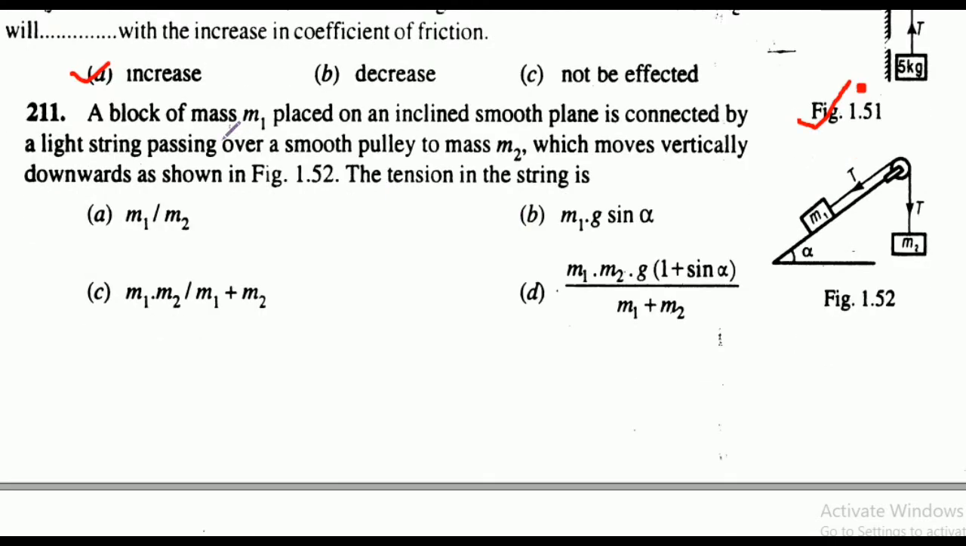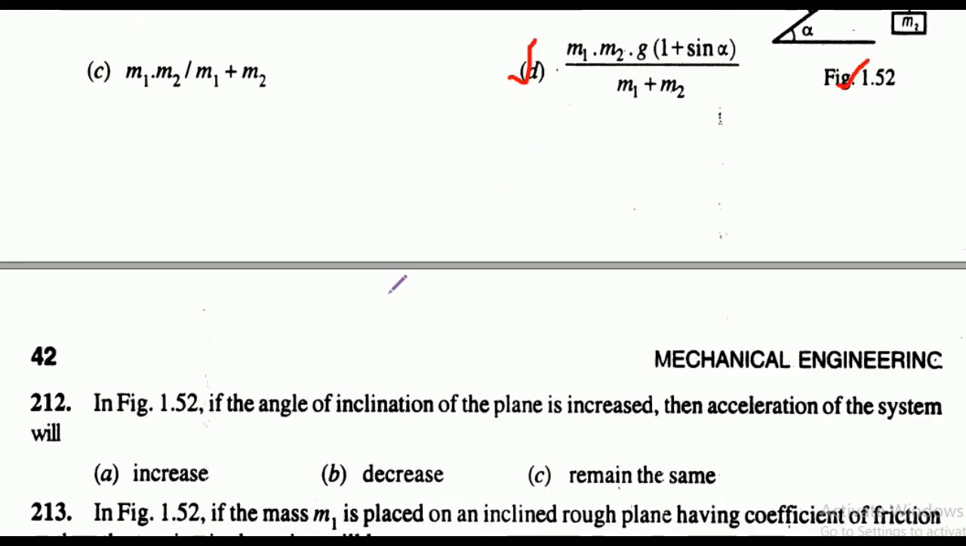Next is question 211. A block of mass m1 placed on an inclined smooth plane is connected by a light string passing over a smooth pulley to mass m2 which moves vertically downwards as shown in figure. This is the figure. The tension in the string is. Here friends, these are the options, and the correct answer for this question is option D, that is m1 m2 g into bracket 1 plus sine alpha upon m1 plus m2.